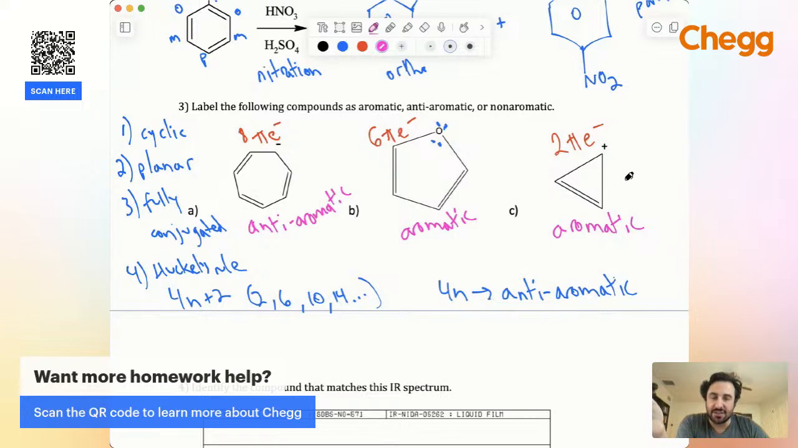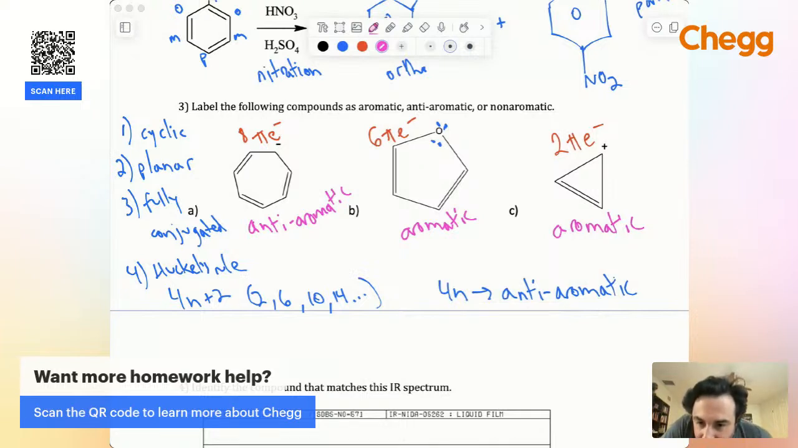Cyclopropenyl cation is what you would call it. It's a cyclopropene, but it's got a cation there that makes it fully conjugated and therefore aromatic. So that brings this system to a lower energy. That's the aromaticity part. So that's that one.